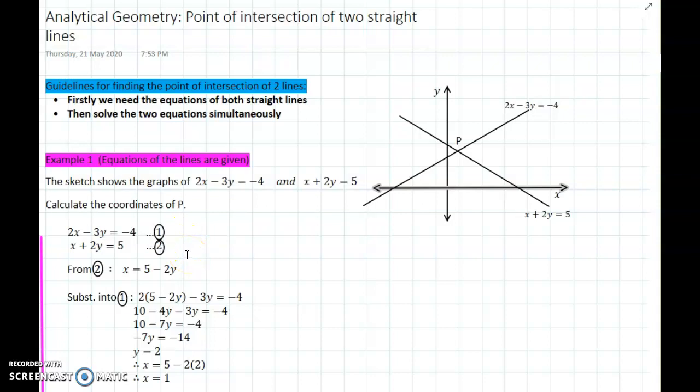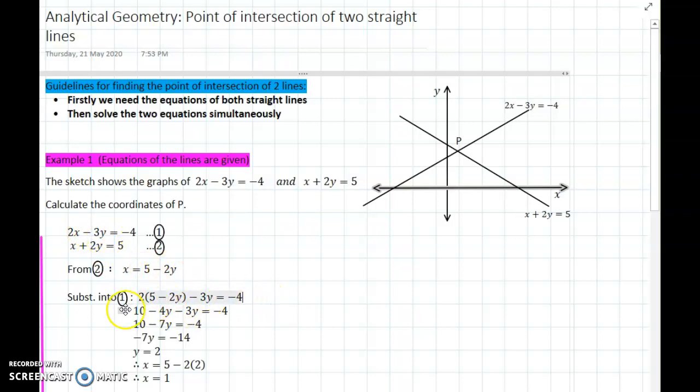So from equation 2, I'm going to make x the subject. That seems to be the easiest thing to do there. So x is equal to 5 minus 2y. Then I'm going to substitute this into the other equation. So I'm going to replace x in the equation that I haven't used, equation 1. So substitute it into equation 1. So it's 2 times x, so x is 5 minus 2y, minus 3y equal to negative 4.